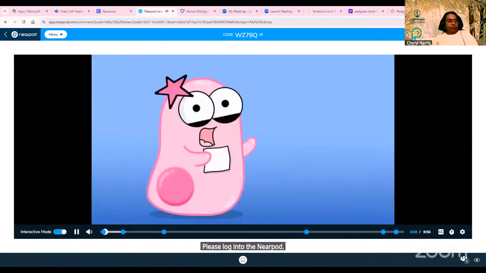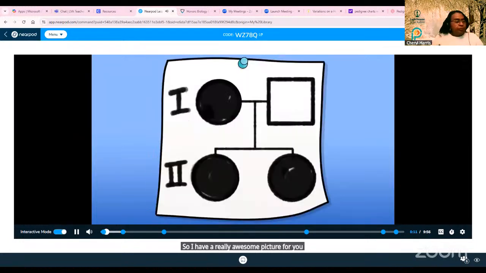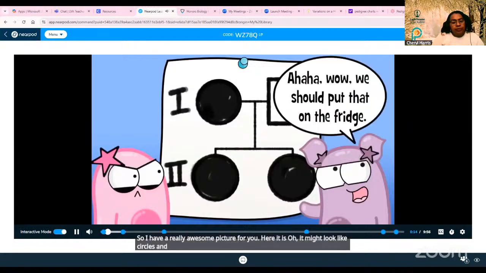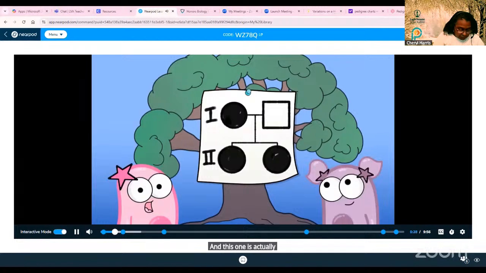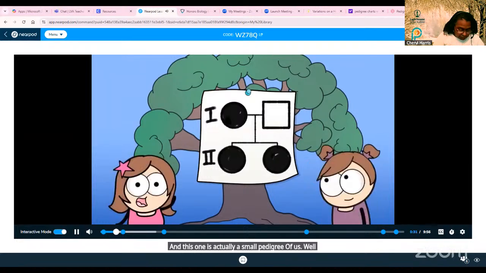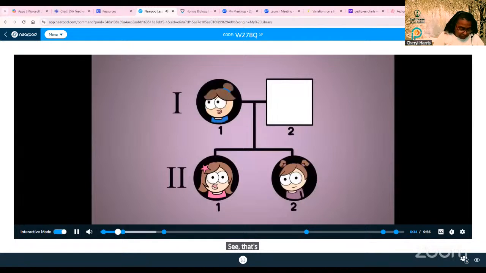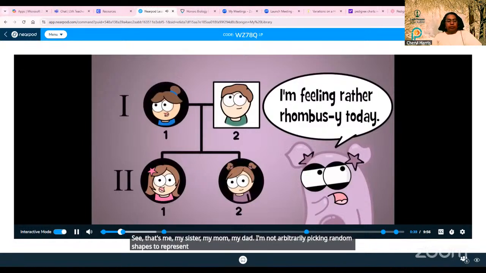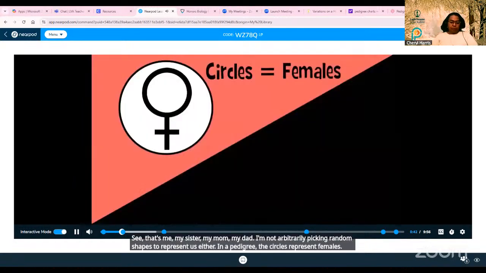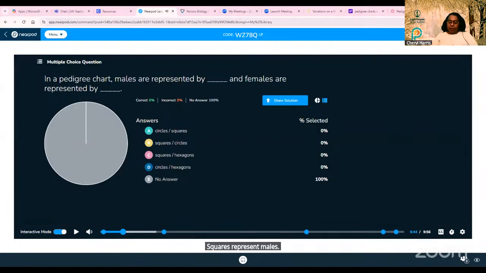So I have a really awesome picture for you. Here it is. It might look like circles and squares to you, but make no mistake, this is no ordinary picture. This is a pedigree. A pedigree is like a family tree. It can show information about an inherited trait passed across generations. And this one is actually a small pedigree of us. Well, our human forms. See, that's me, my sister, my mom, my dad. I'm not arbitrarily picking random shapes to represent us either. In a pedigree, the circles represent females, squares represent males. Okay, so let's answer this question.